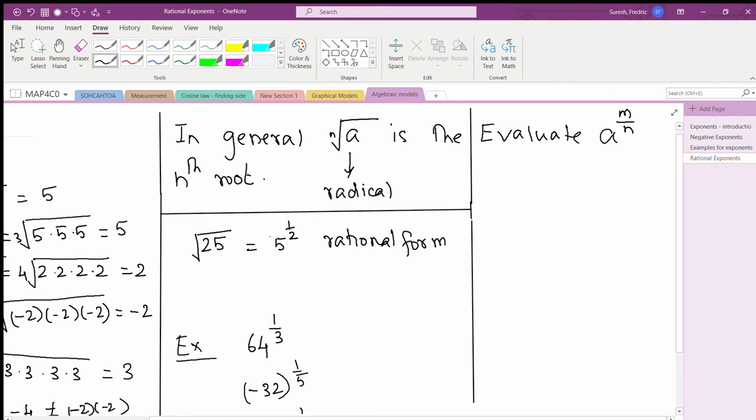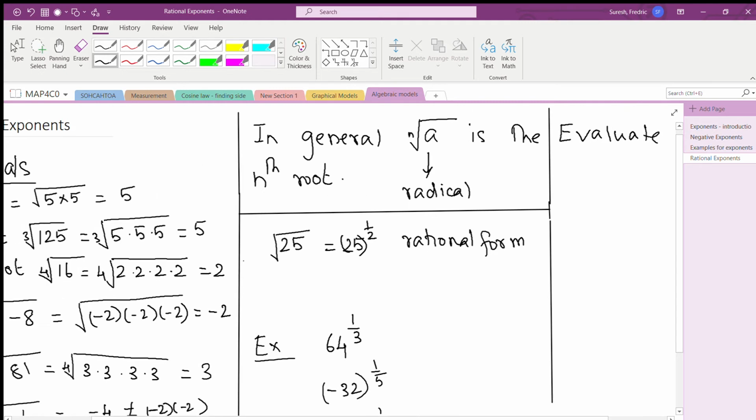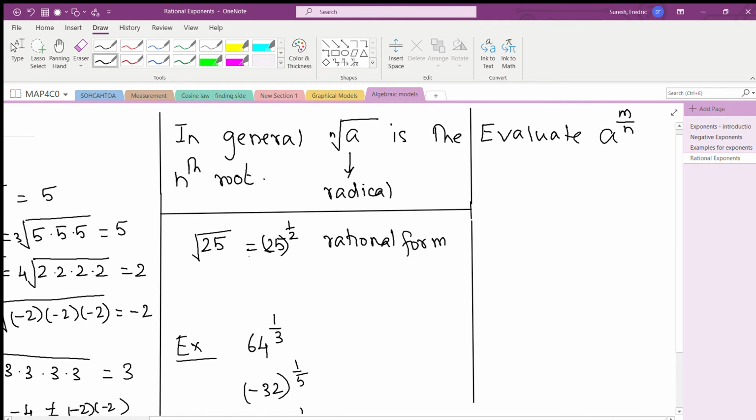So, 25 to the power of half. And I could have written a previous example, say the fourth root of 16, as 16 to the 1/4. Notice here the square root has a 2, the fourth root has a 4 in the denominator. The answers work exactly the same as before, no difference.